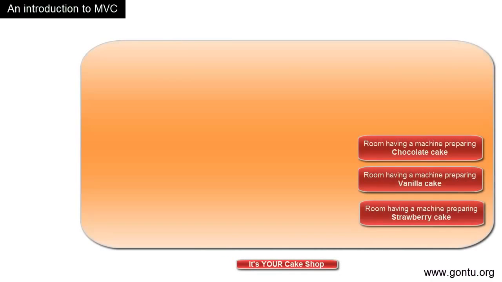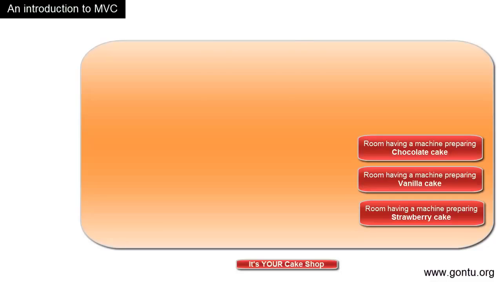I'll show you in real life how this overall concept of MVC works. Say you own a cake shop and this is how you have organized your shop. You have 3 rooms in the shop. Each room has a different machine installed which has a capability to prepare a specific type of cake. So the machine in the first room prepares a chocolate cake and the machines in the second and third rooms prepare a vanilla and a strawberry cake respectively.